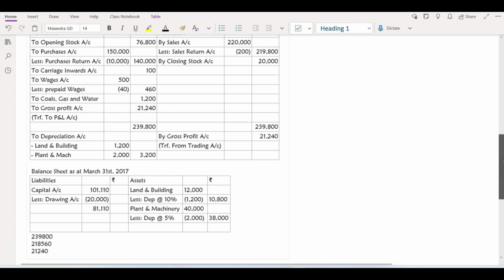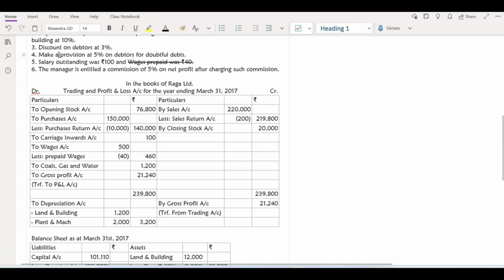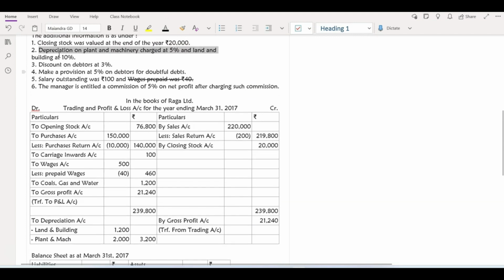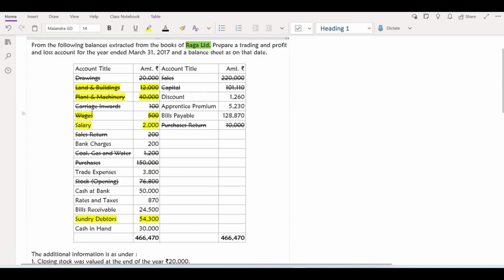And let's cross it out, both our land and building and plant and machinery. These are done. Also the depreciation point has been done completely because both the aspects have been recorded in our final accounts. Now let's come to the next part.